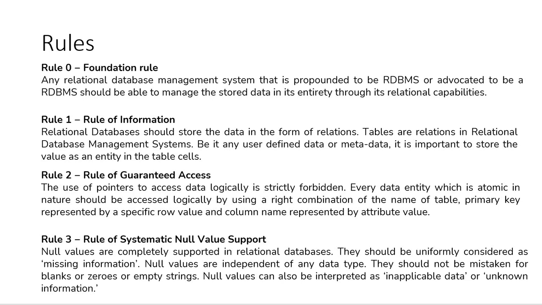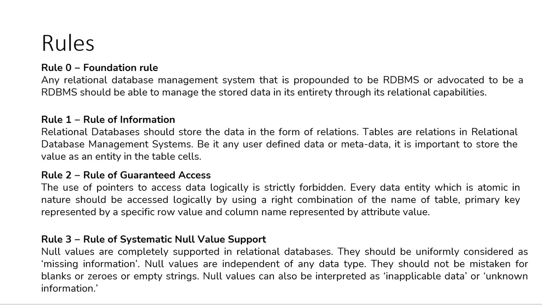Rule number 2 is the rule of guaranteed access. Whenever you have a database, it will be accessed, so make sure that your database is accessible. The use of pointers to access data logically is strictly forbidden. Nobody should be able to use pointers to access the data, because if that happens, there will be security issues. Also, the data should be atomic in nature. Whatever entities are there should be atomic, and the table, primary key, and everything in rows and columns should be represented properly. This is the rule of guaranteed access.